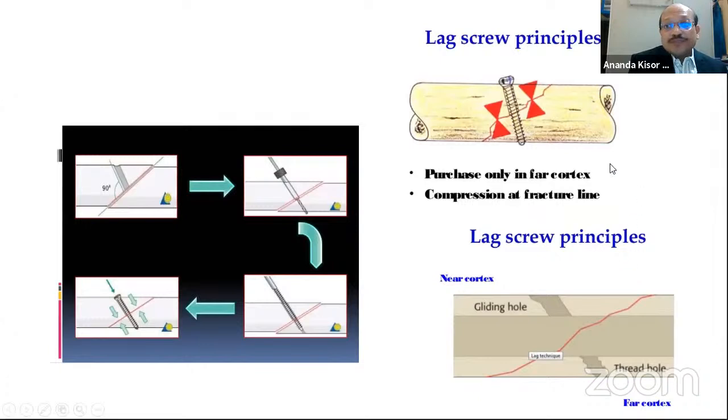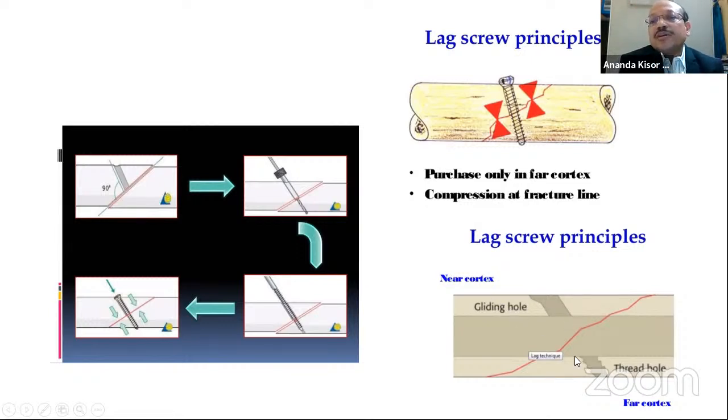Now, let's see the lag screw principle. The lag screw should be introduced at a right angle to this surface. Basically, two holes are prepared. One hole is relatively larger than the thread, so that there will be no contact on the near cortex. The main contact is the thread, which will get purchase on the far cortex.